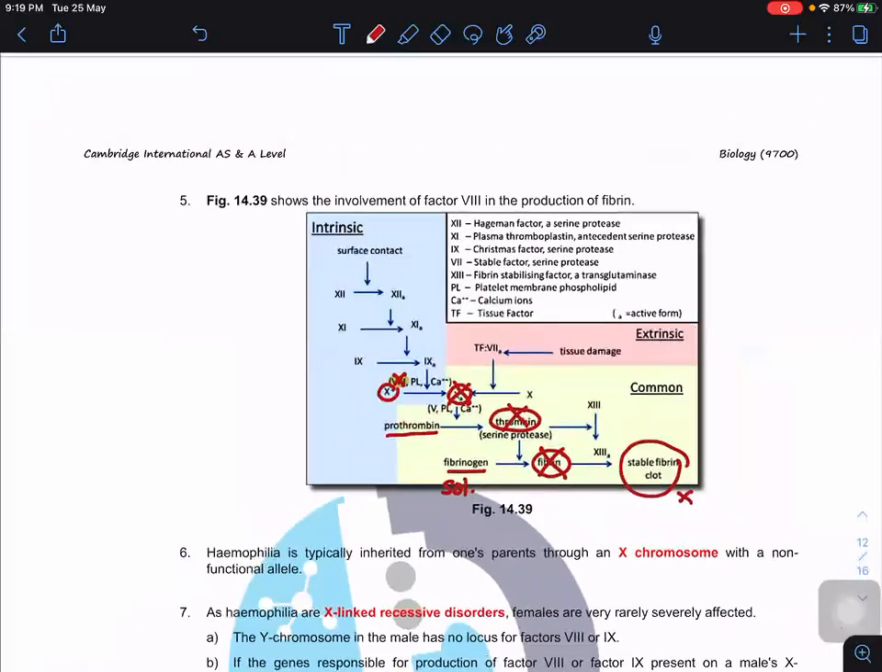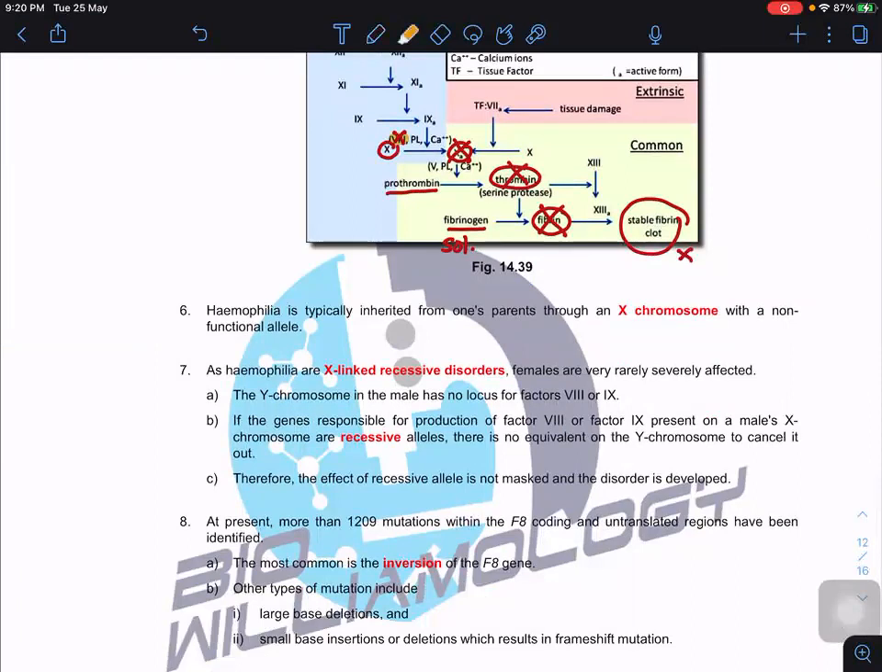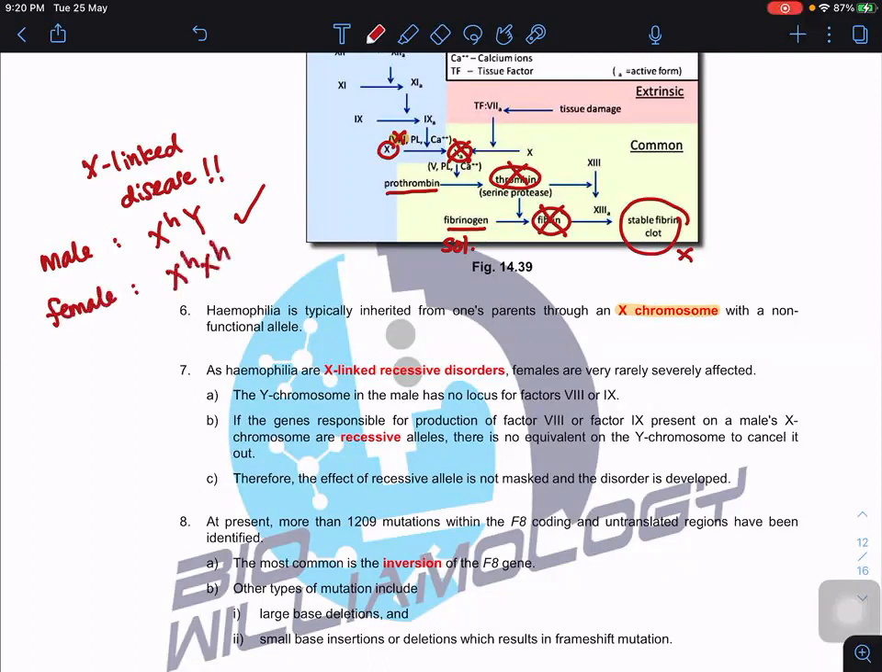Now, why do we study this disease? Because factor 8 is located on the X chromosome. It's X-linked, so we call it an X-linked or sex-linked disease. For the male, one copy of the recessive allele can cause the disease already, because we don't have a dominant allele to mask the recessive allele. But for a female to get hemophilia, she must have 2 copies.